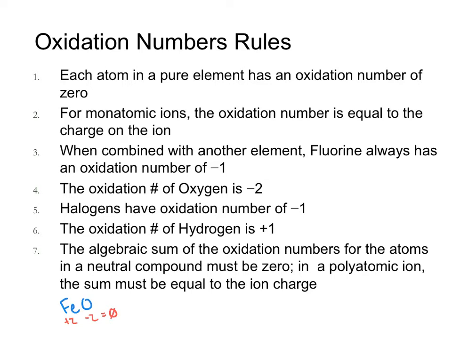In a polyatomic ion, the sum of our charges must be equal to the charge on the ion. For example, our phosphate polyatomic ion, PO4 3-. We know from our rules that the oxidation number of oxygen is going to be -2.